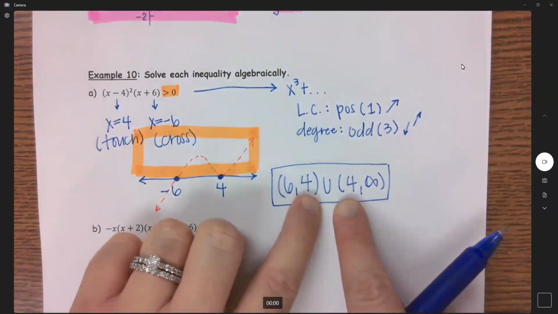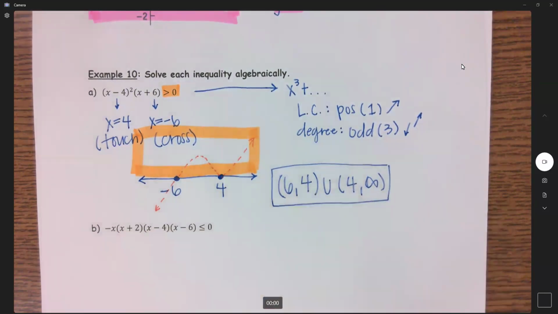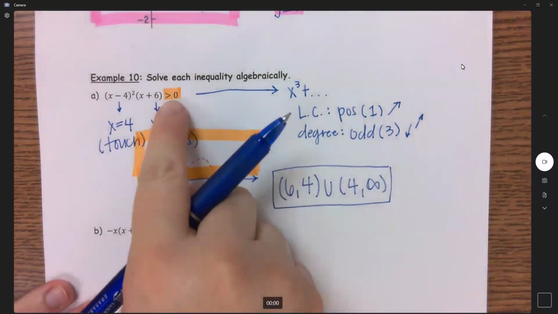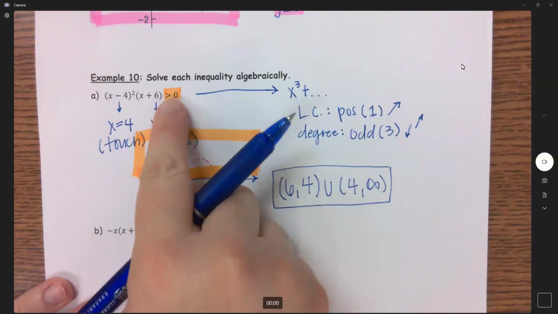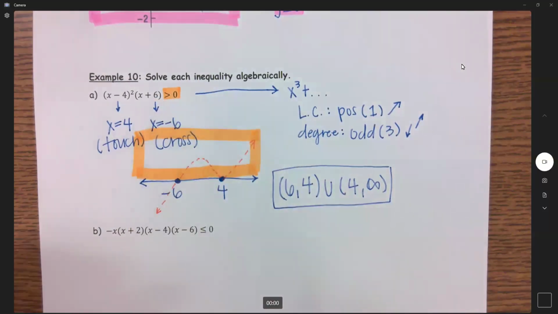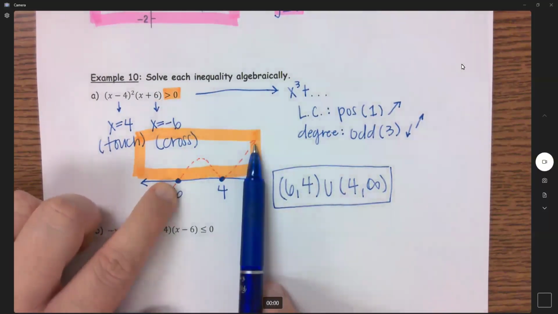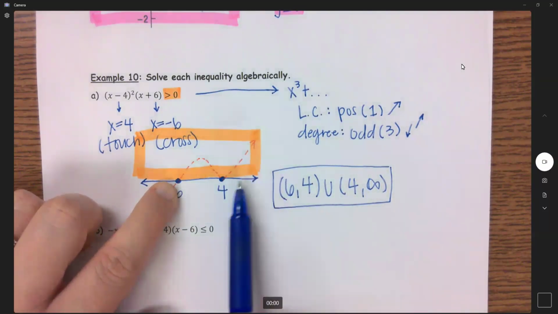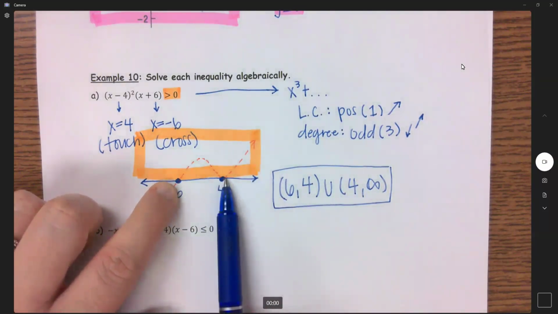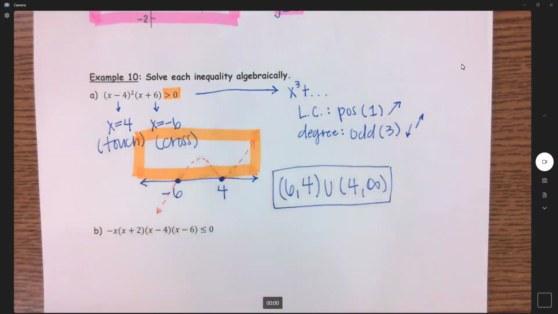Okay, because we're using parentheses around that 4, that means that that 4 is not included. If this said greater than or equal to 0, then I could just say from -6 to infinity. We wouldn't have to bounce around that 4, but because it cannot equal 0, I cannot include that number.